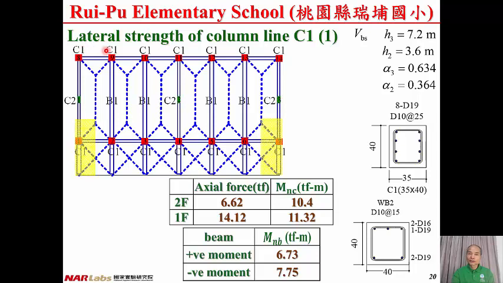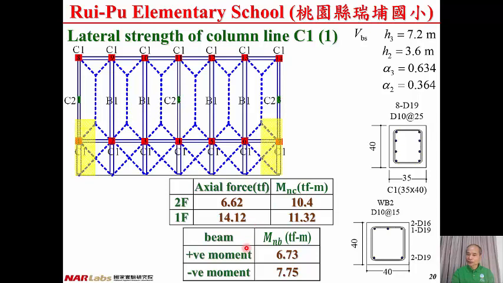And we are going to find out the lateral load strength of column line C1, number 1. That's the column here. We have the design actual force on the second floor and the design actual force on the first floor. From the reinforcement of the column C1, we can calculate the flexural strength, the moment strength of the column on the second floor, 10.4 ton-force meter. On the first floor, the moment strength is 11.32 ton-force meter.